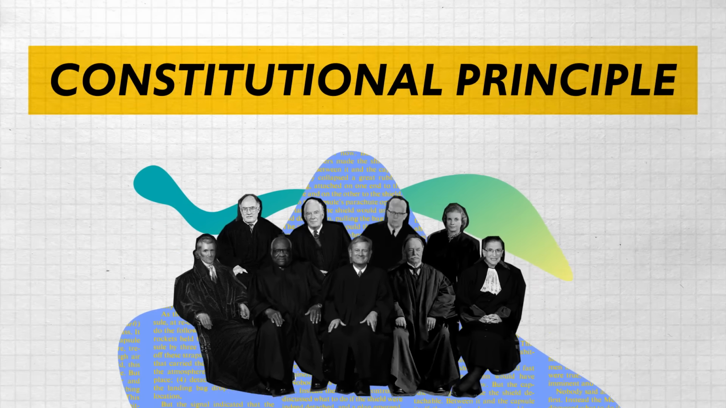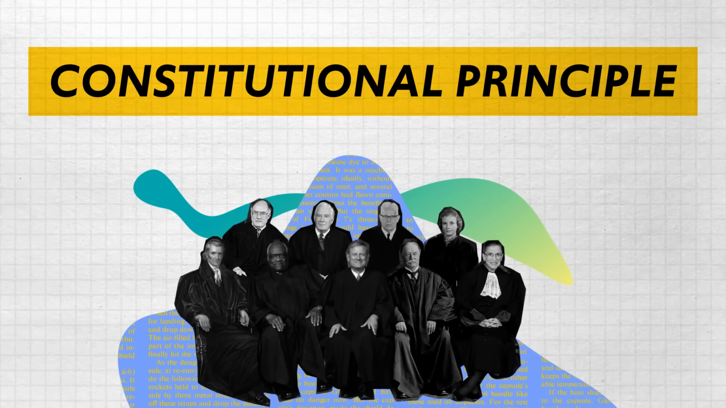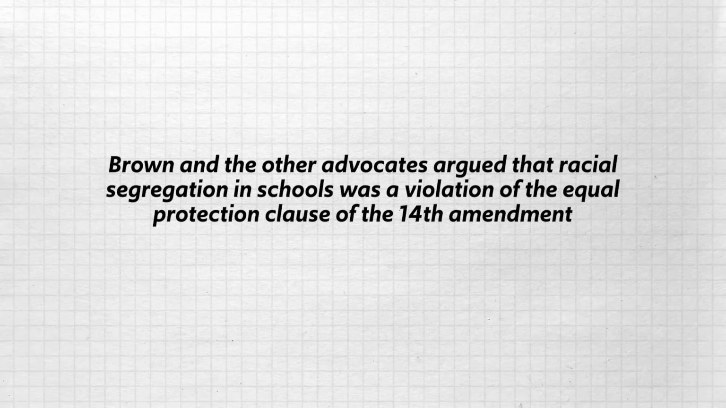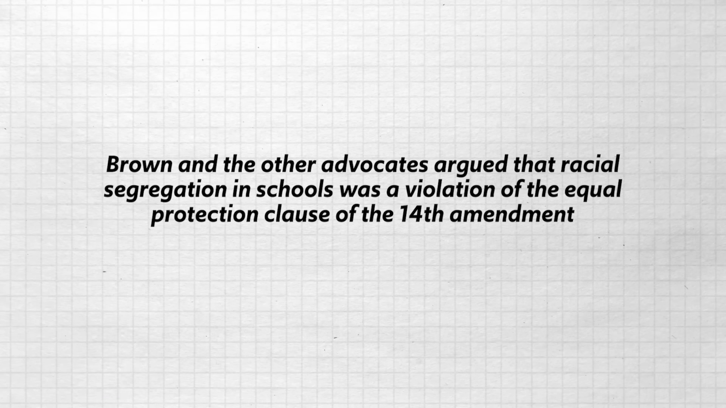Lower courts heard this case and upheld the precedent set in Plessy, and on appeal the case came before the Supreme Court. So what was the constitutional principle at stake? Well, Brown and the other advocates argued that racial segregation in schools was a violation of the Equal Protection Clause of the 14th Amendment. The lawyer for Brown, Thurgood Marshall, argued using new findings in social science about racism, saying that even if separate facilities were equal in terms of funding, etc., the very fact of separation was inherently unequal. To separate black children from white children, Marshall argued, did damage to the psyche of black children and instilled in them an inferiority that was not easily shed.